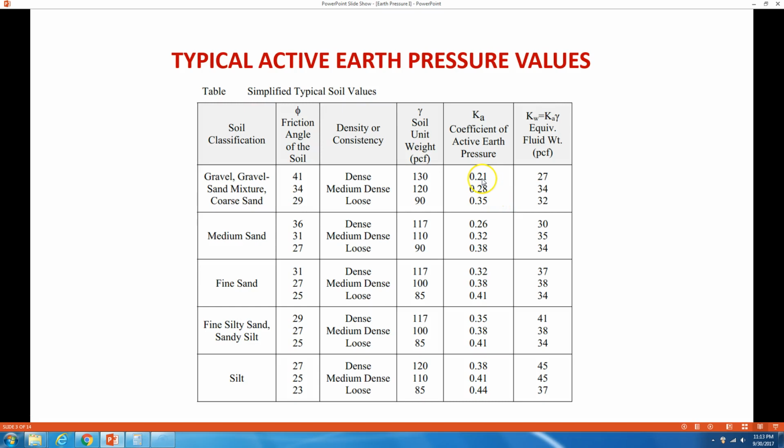For gravelly soils, it's from 0.21 to 0.35. The higher the number, that means the looser the soil. And the smaller the earth pressure coefficient, it means denser soil. And the Ka gamma, this is the equivalent fluid unit weight, and it applies only to level backfill. And it's 27 PCF if the soil friction angle is 41 degrees and the soil unit weight is 130 PCF, and so on.